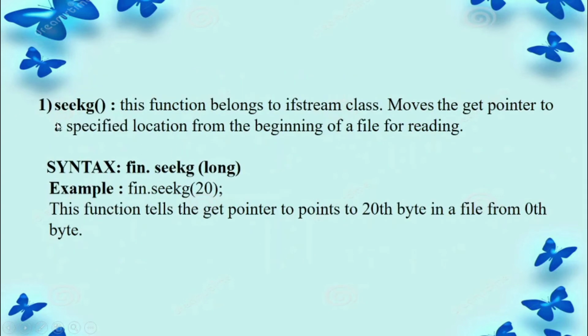So now let us see one by one. seekg: this function belongs to the ifstream class, that is an input function. It moves the get pointer to the specified location from the beginning of a file for reading. The syntax is fin.seekg(long), where fin is an ifstream class object, for example fin.seekg(20). This function tells the get pointer to point to the 20th byte in a file from the 0th byte for reading. Okay, that means it points to the 20th byte in a file from the 0th byte, and it will be opening a file for reading.